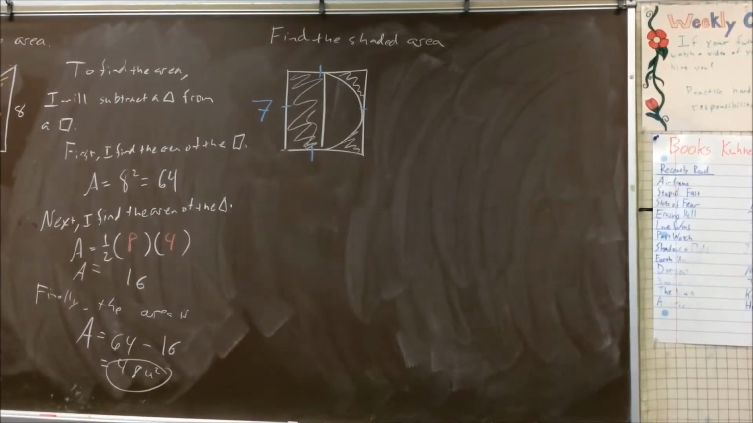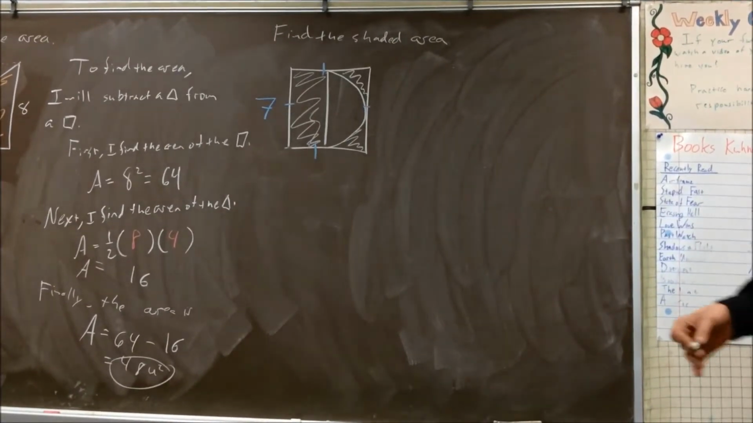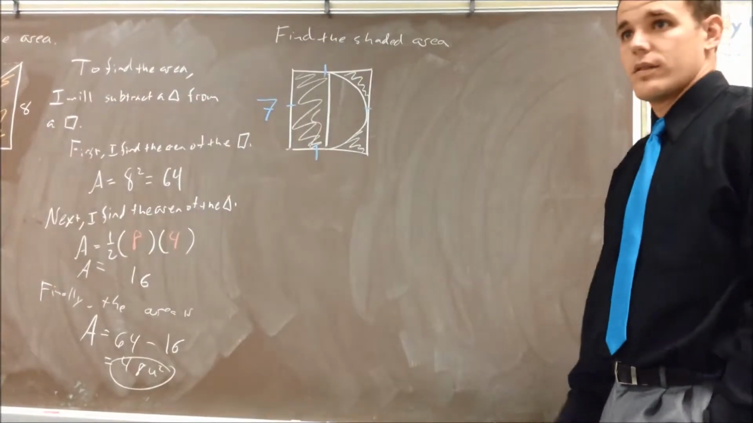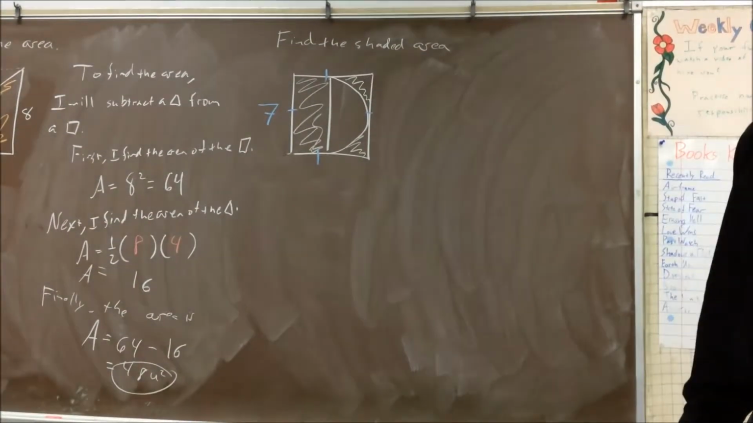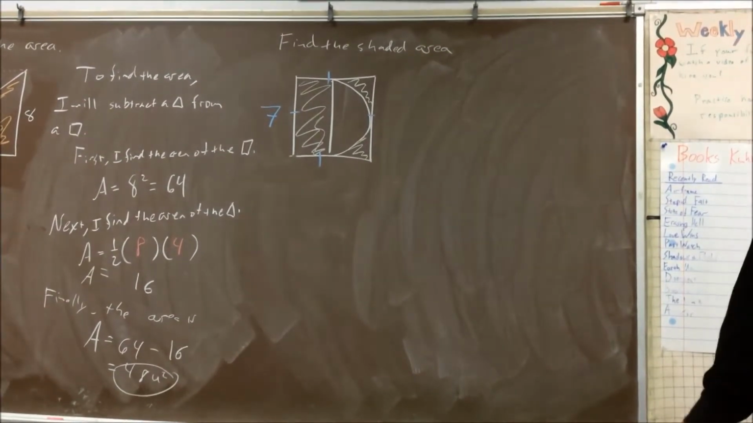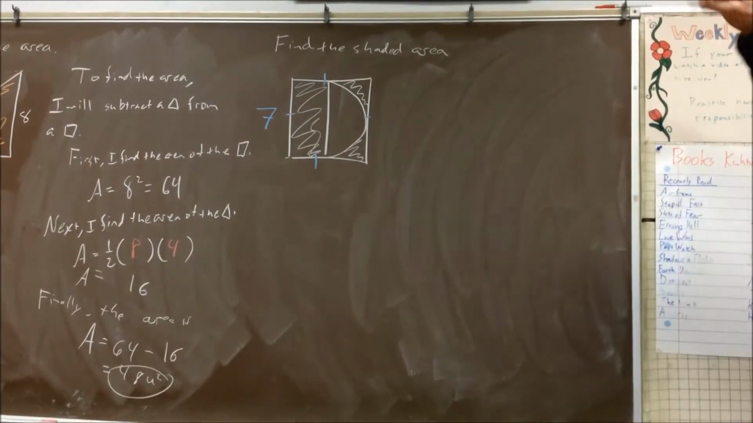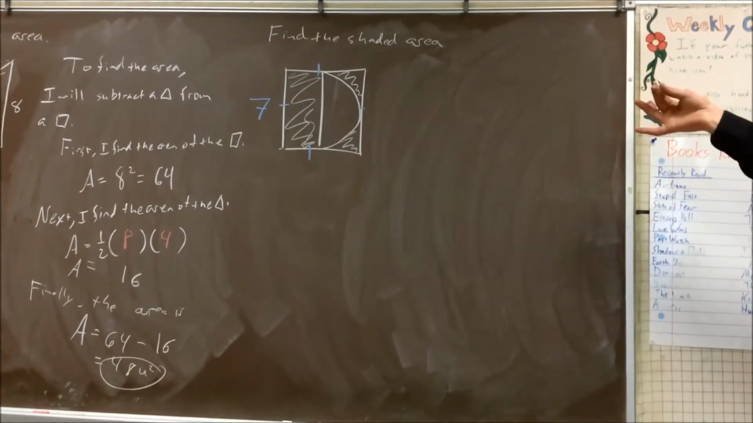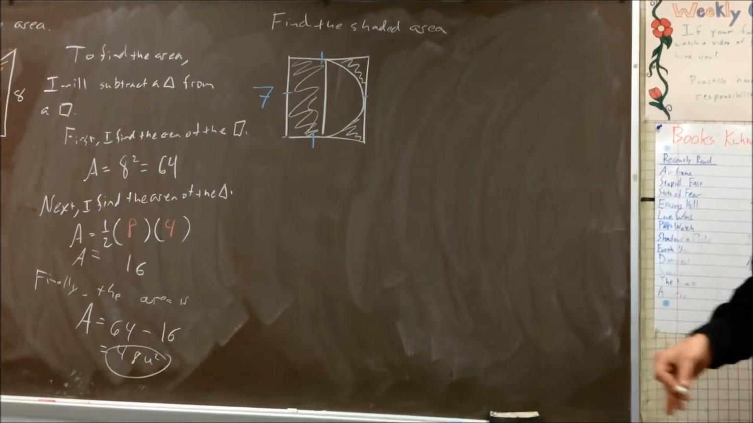No, we're going to go with Mr. Chu. What two shapes do you see up here? A square and a half circle, semicircle, good. And so we're going to find the area of the square and then cut out or subtract the semicircle, right?